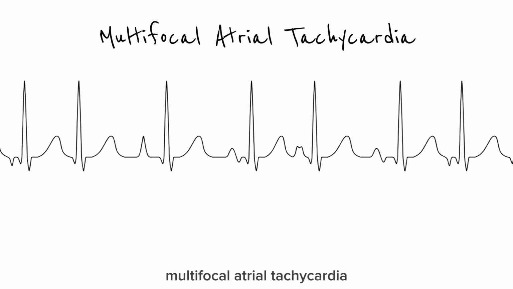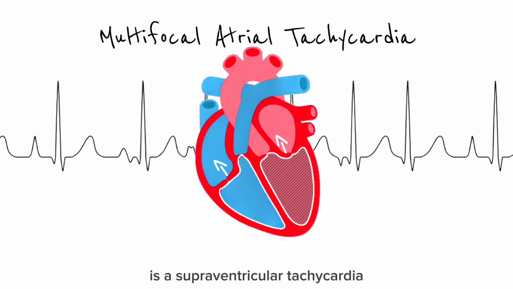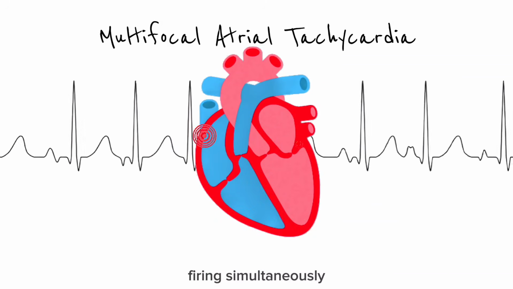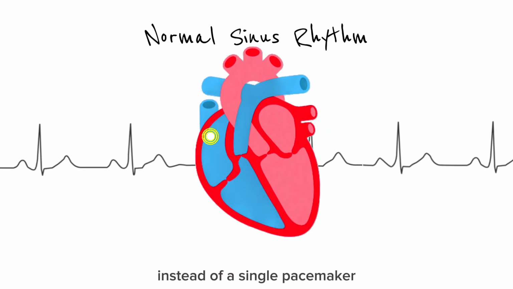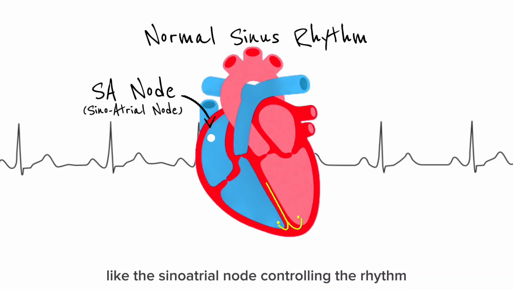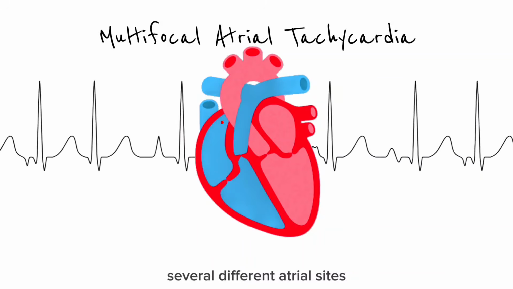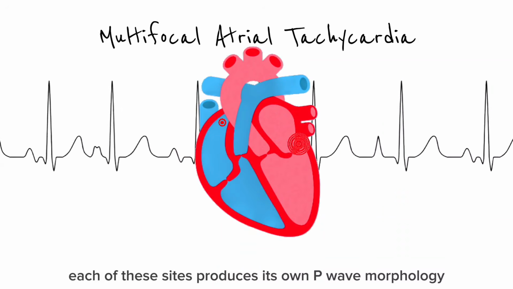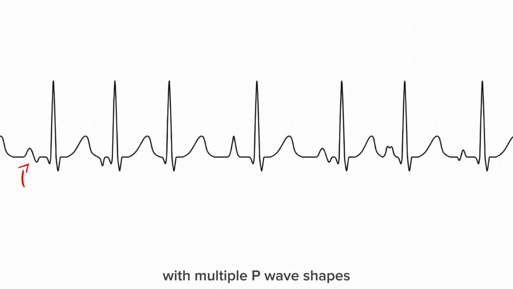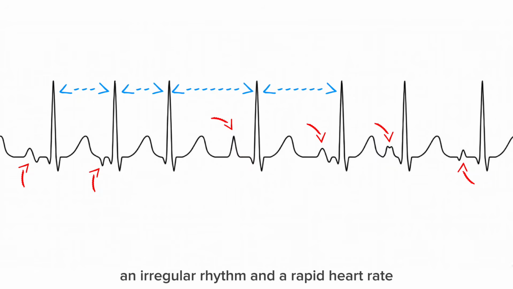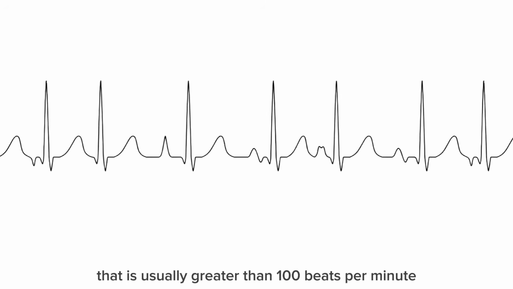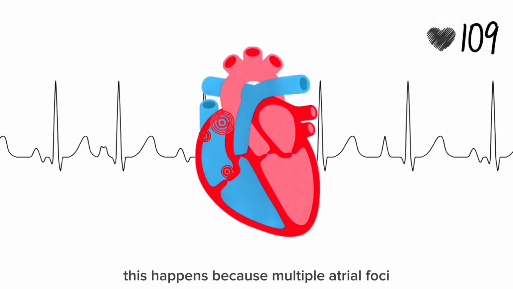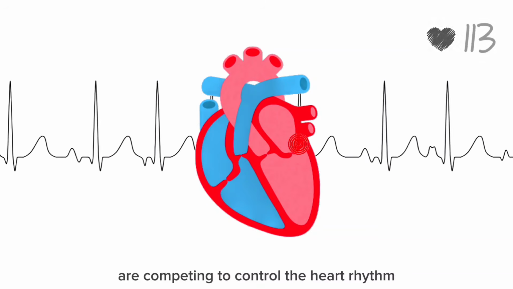Multifocal atrial tachycardia is a supraventricular tachycardia caused by multiple ectopic atrial pacemakers firing simultaneously. Instead of a single pacemaker like the sinoatrial node controlling the rhythm, several different atrial sites begin generating impulses. Each of these sites produces its own P-wave morphology. The result is a chaotic rhythm with multiple P-wave shapes, an irregular rhythm, and a rapid heart rate that is usually greater than 100 beats per minute. This happens because multiple atrial foci are competing to control the heart rhythm.